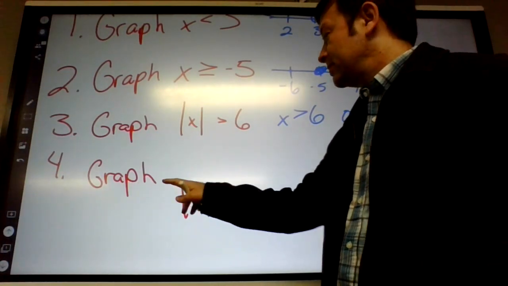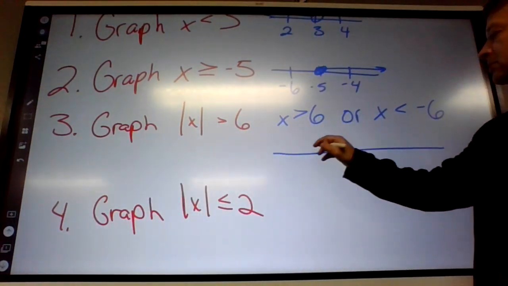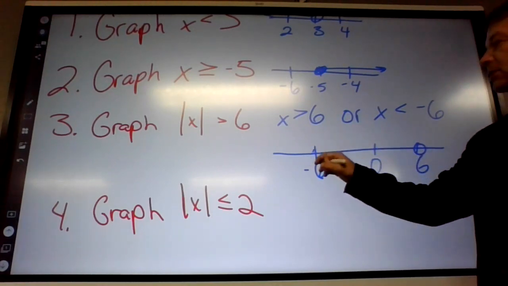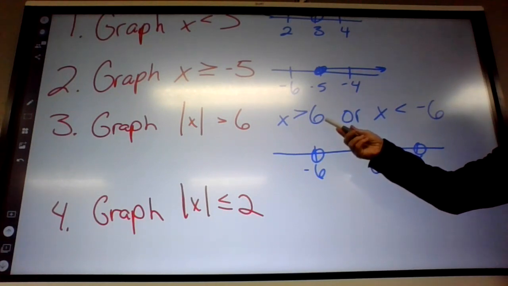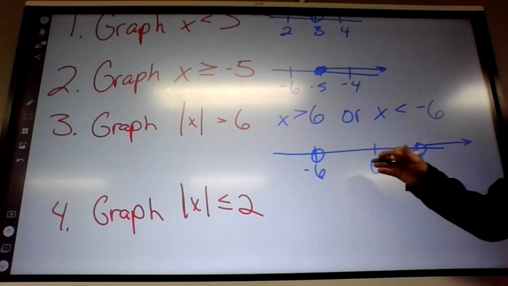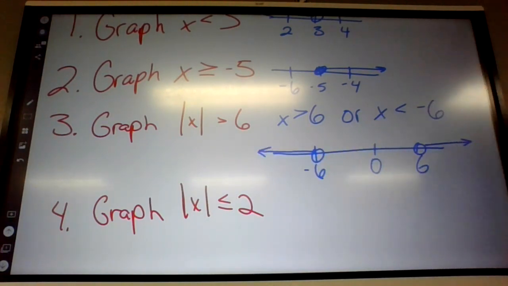How's it graphed? An open circle at negative 6 and an open circle at 6 and a line in between them. No. So what does x is greater than 6 look like? The line from 6 going right. What does x is less than negative 6 look like? A line going to the left. Because it's an or, it's okay, they don't have anything in common.